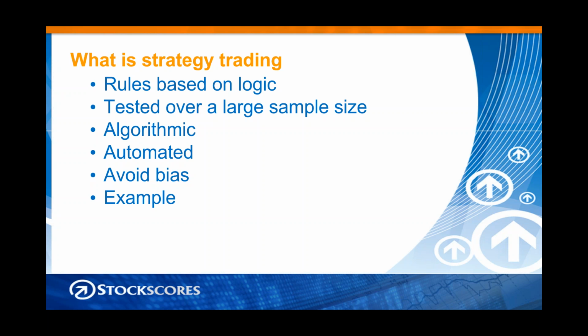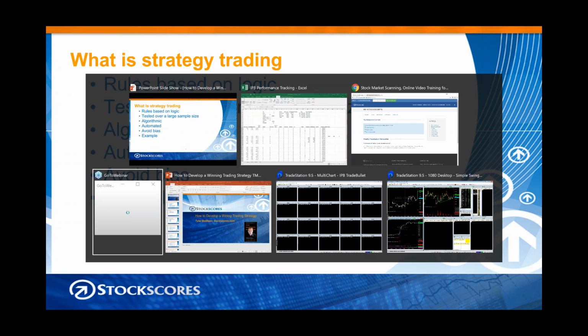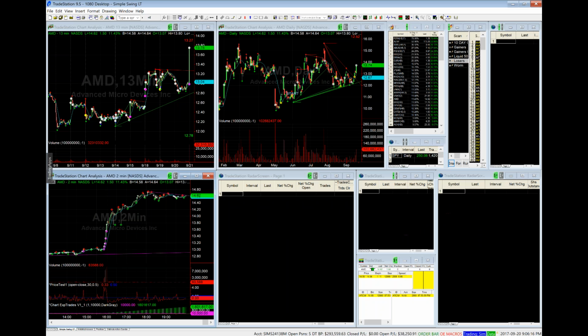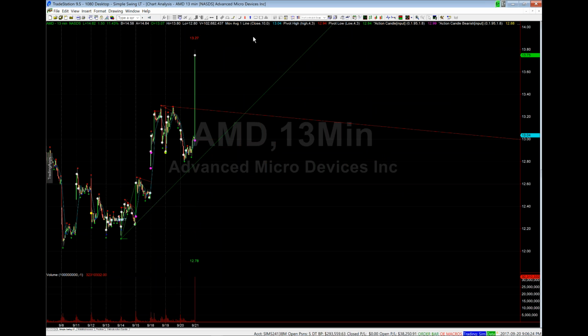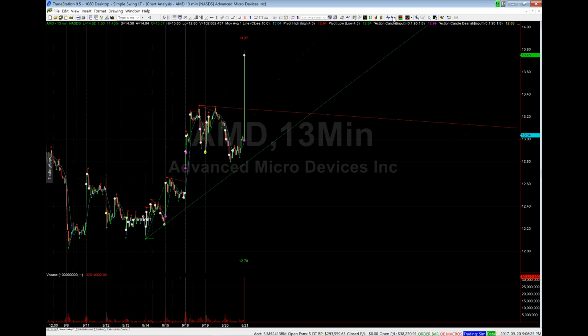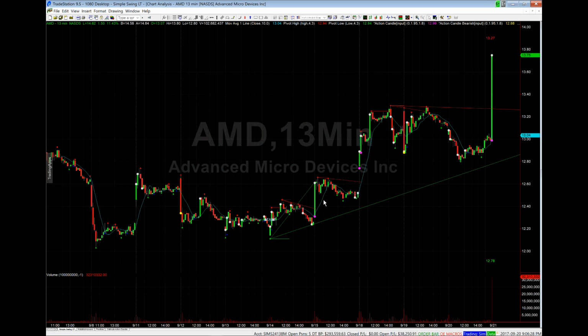It's very easy to take a biased approach to trading. So let me just show you an example of an algorithmic trade. You'll see here on this chart, and I'll zoom in on this a little bit because it's very tiny, that there are little pink dots on this chart. This is something called an action candle.